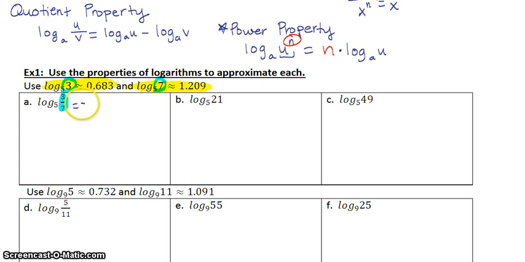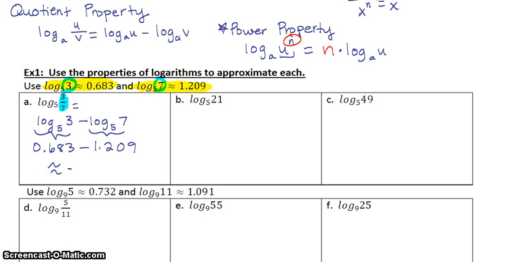So in this situation, what they've done is they've given us a fraction, so I can first split this up into log base 5 of 3 minus log base 5 of 7 using the quotient property we learned. So just notice that the base was 5 instead of a, and then 3 and 7 instead of u and v. Now the reason I wanted to split it up this way is because I know these, they were given to us, and this is the way I can do this without even using a calculator. I'm just using the information they gave me up there. So I've got 0.683 subtract 1.209, so my answer for that statement is approximately negative 0.526.